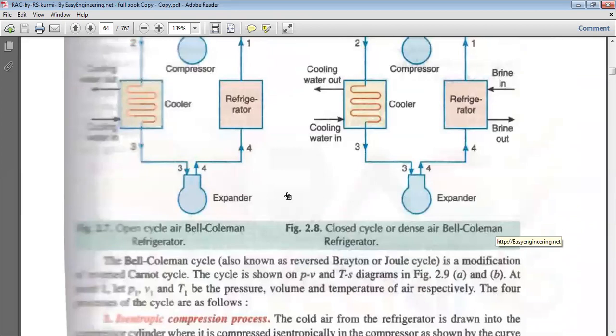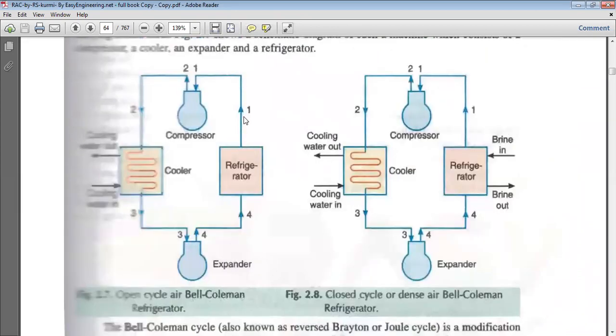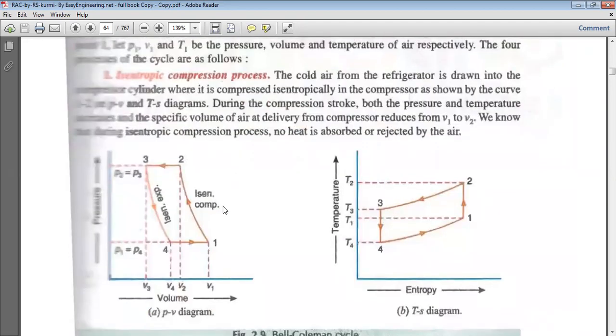If you see block diagram, what is behind point 1? The refrigerator. Therefore 1 is the output condition of the refrigerator. Before 1 is the compressor, therefore it is the input to the compressor. Therefore 1 is the output of the refrigerator or input of the compressor.